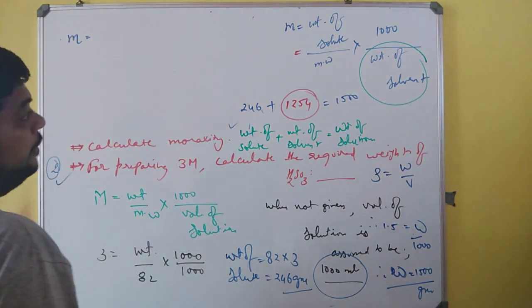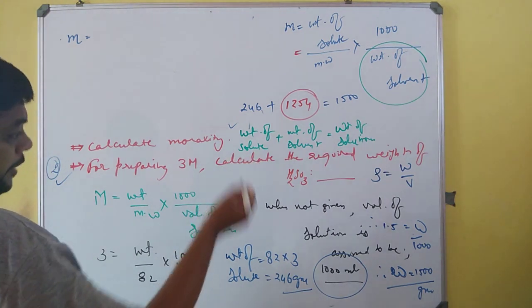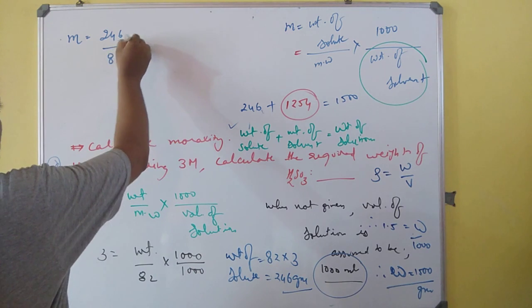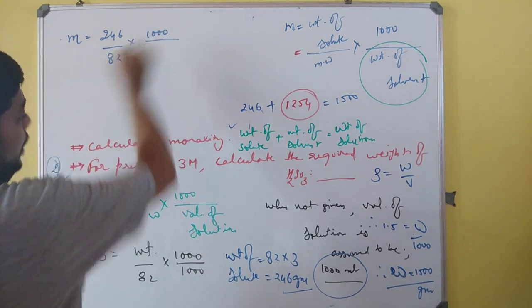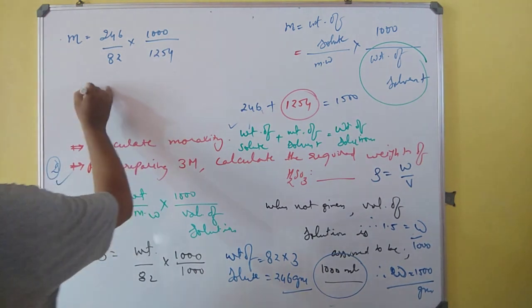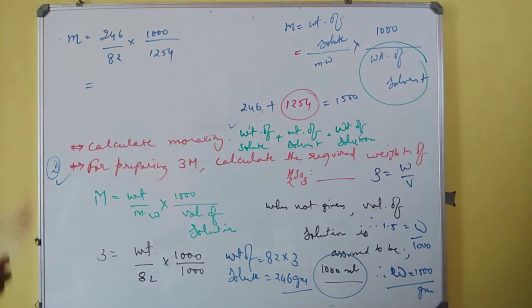What is that quantity of solute? It would be 246 divided by 82 into 1000, and the whole divided by 1254. So once you try to solve this equation, you end up with the molality. Let us calculate this part.